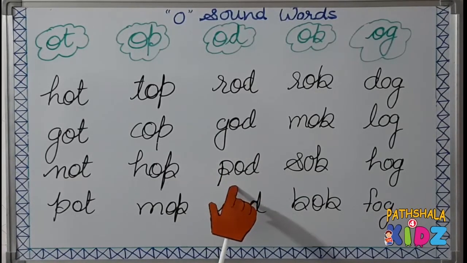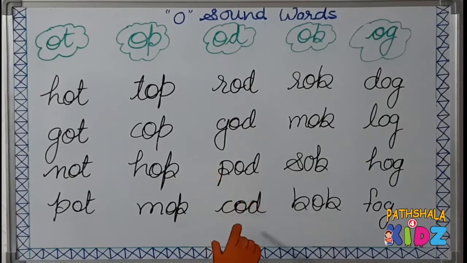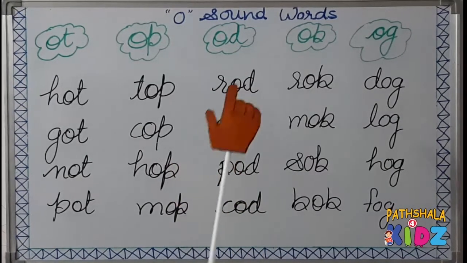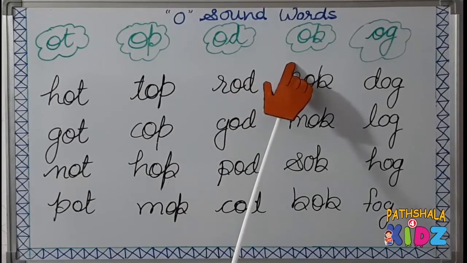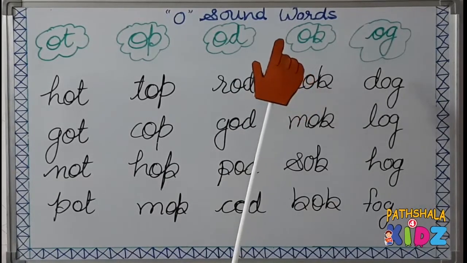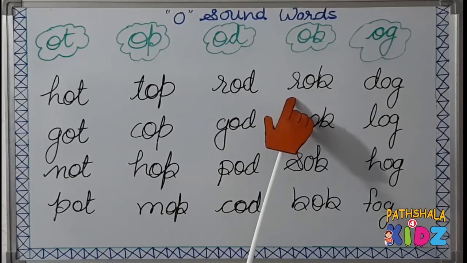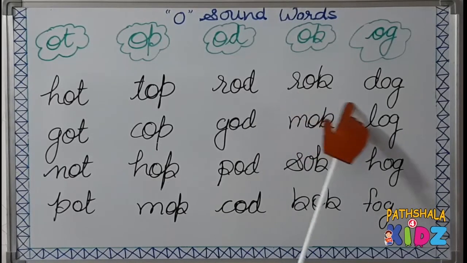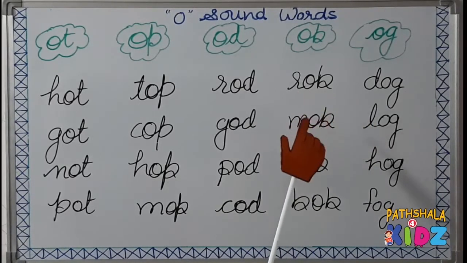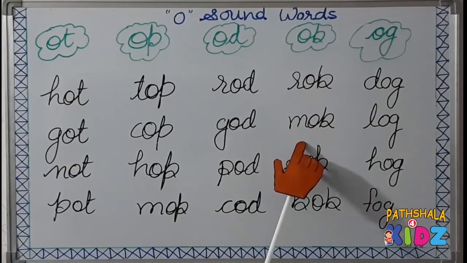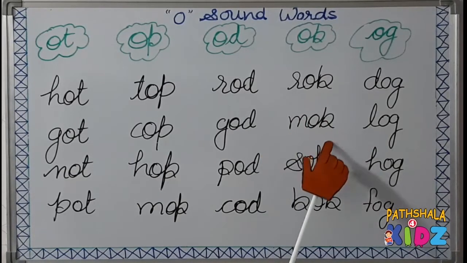The phonics sound of P is P. P-O-D, pod. The phonics sound of C is C. C-O-D, cod. Now move to next family, O-B, ob. The phonics sound of R is R. R-O-B, rob. The phonics sound of M is M. M-O-B, mob.